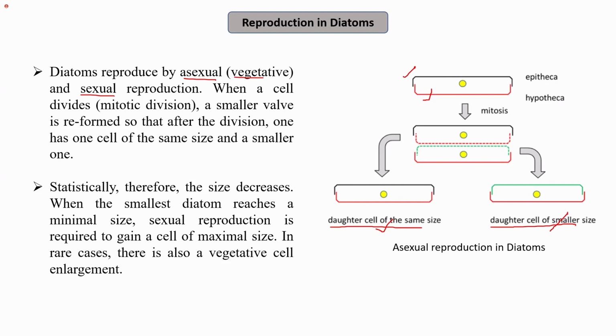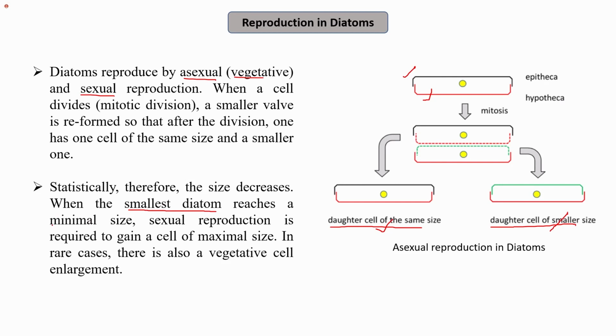So if this keeps on happening, there will be a time when the size of the diatom will keep on decreasing, because we know that with every division, the size of the daughter cell is decreasing, right? We are getting one daughter cell which is of smaller size. Now when this divides, we will further get a daughter cell that is smaller than this, right? So therefore, there will be a stage after which it cannot undergo this vegetative reproduction. So statistically, the size will keep on decreasing, and the smallest diatom reaches a minimal size.